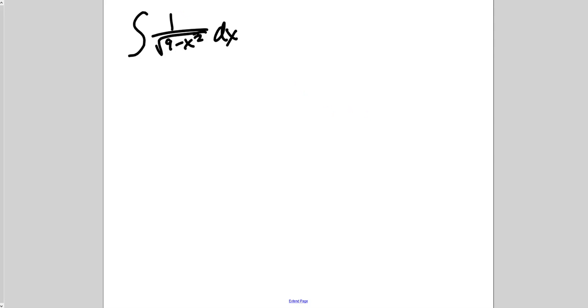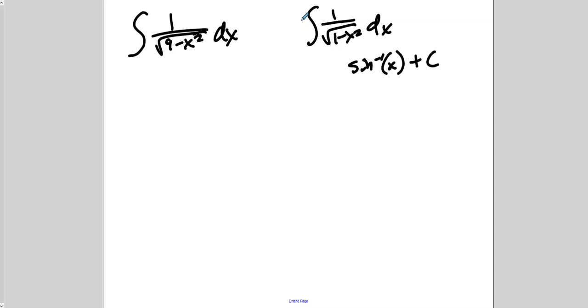So we're going to review these derivatives that we did in class because of the mistake that I made. So we know this integral, not derivative, this integral, 1 over the square root of 1 minus x squared dx, equals arcsine of x plus c, but we don't know what to do when this constant is a 9. So we need to do some manipulation to turn this constant into a 1.